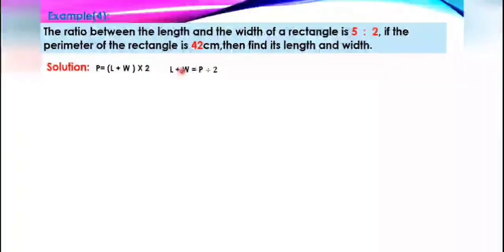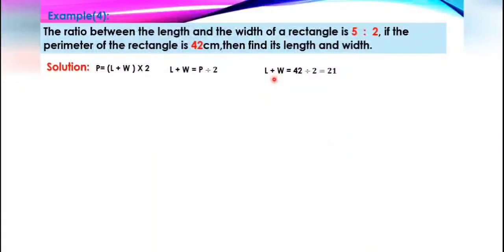So I have here length plus width. If I need to find only length plus width, I will make perimeter divided by 2. Length plus width equals perimeter divided by 2. Here length plus width only equals 42 divided by 2, equals 21 centimeter. So what will we do with this 21?